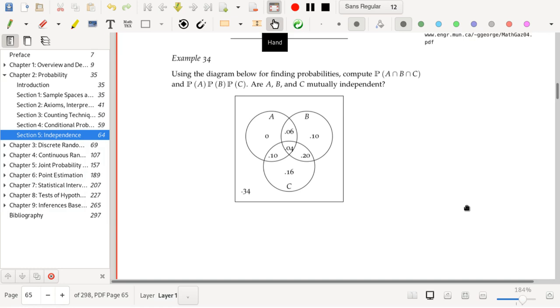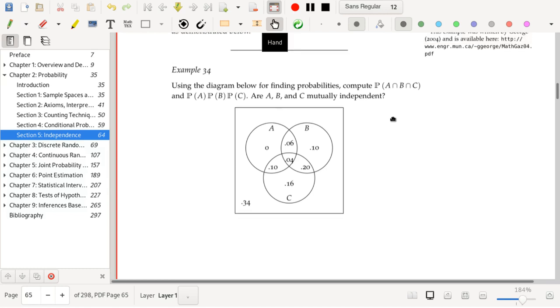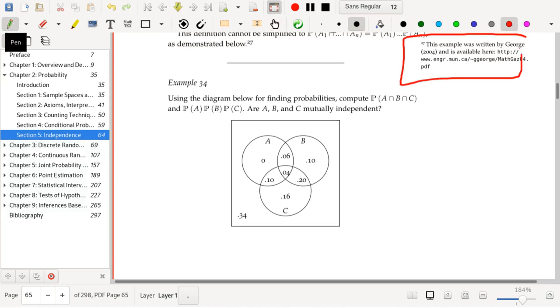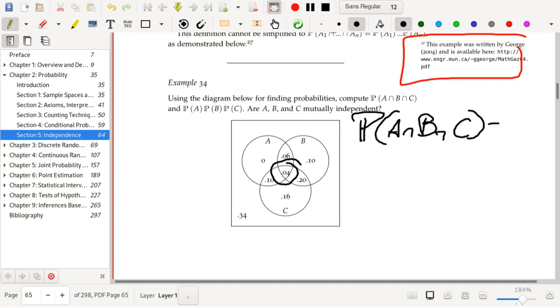So this is an example from this paper that I've highlighted in red. Use the diagram below for finding probabilities. Compute the probability of A and B and C. That actually is just going to be that tiny little sliver. So probability of A and B and C is equal to 0.04.